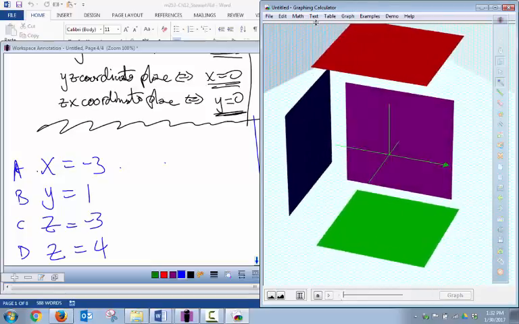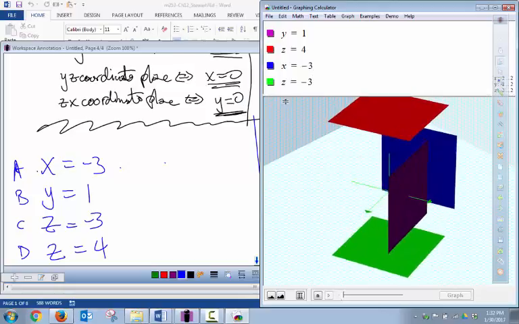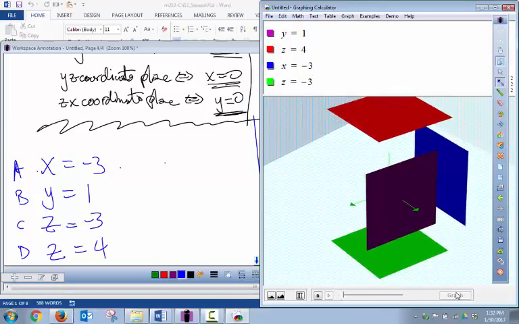All right. So if I freeze it right there, I think the colors are fairly clear. So z is equal to 4 is the red graph that's up high. The green graph down here is z is equal to -3. The blue graph, I told you it was blue. Well, it looks bluer on my computer. This graph over here, the blue graph, is x is equal to -3, and this purple one, what I meant to be purple, is y is equal to 1.